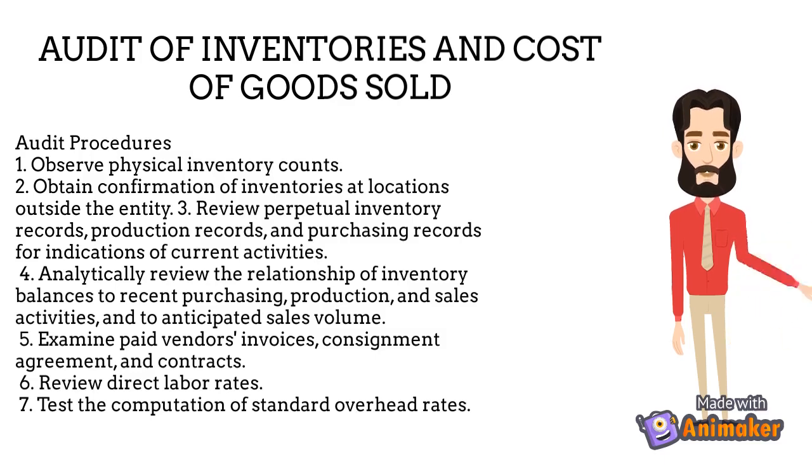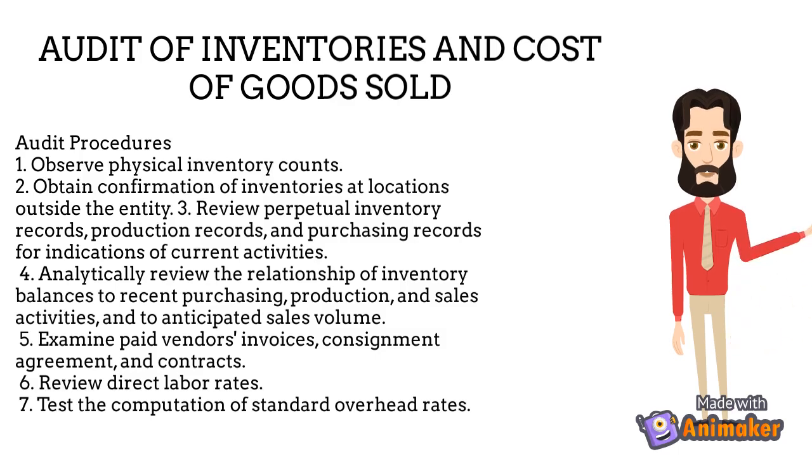E. Reconcile physical counts to perpetual records and general ledger balances and investigate significant variations. F. Test inventory transactions between a preliminary physical inventory date and the balance sheet date. 2. Obtain confirmation of inventories at locations outside the entity. 3. Review perpetual inventory records, production records, and purchasing records for indications of current activities.